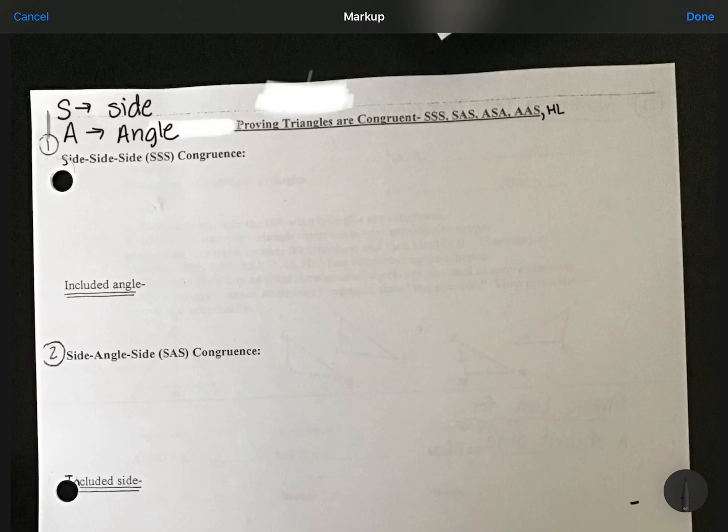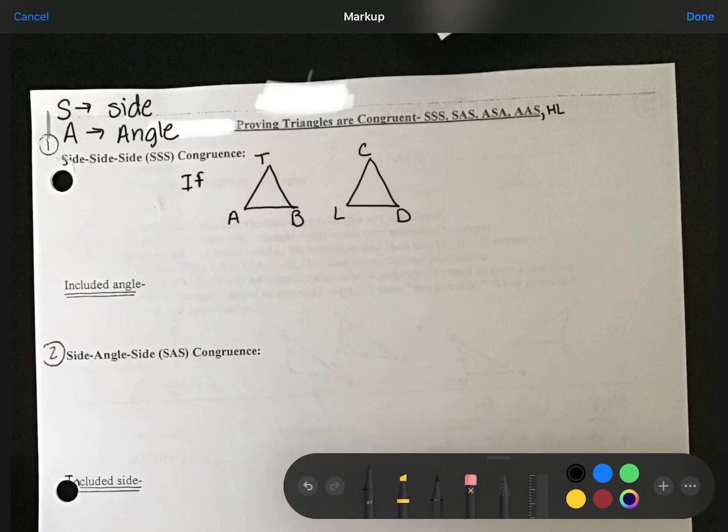All right, so I'm going to do this with pictures instead of all the lengthy words, because I think pictures make it come to life a little bit. So if you have 2 triangles, I'm going to call one triangle TAB, and I'm going to call the other triangle CLD. Just making up some letters here, nothing special about them. And I'm going to put some markings on these triangles.